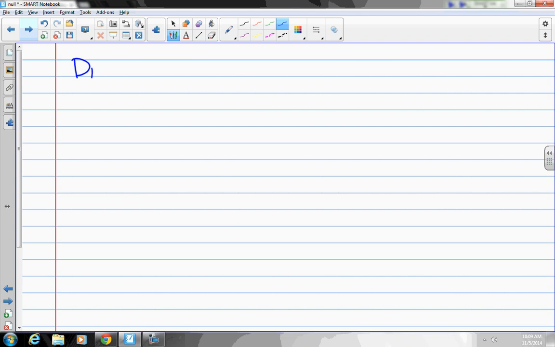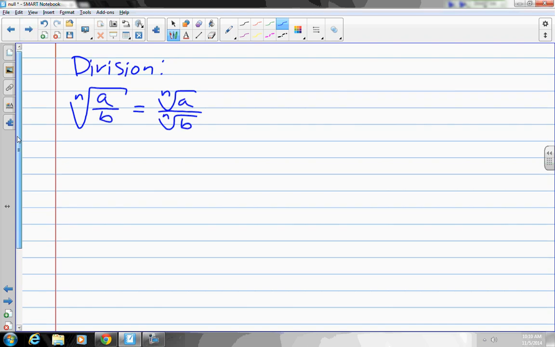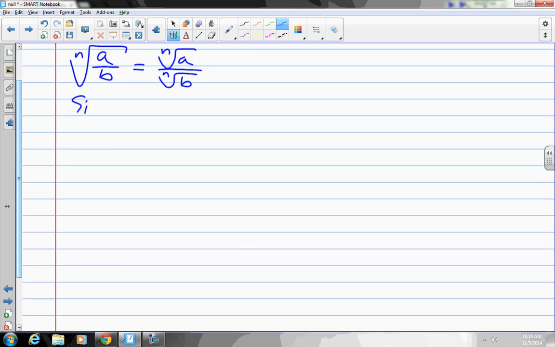So division. Just like with the rules of exponents, if you have the nth root of a fraction, the nth root of a over b, it's the same as taking the nth root of the numerator over the nth root of the denominator. And again, we kind of saw that on Monday. And you have the rule of exponents just like that. If you take a fraction to a power, you raise the top to a power and the bottom to a power.